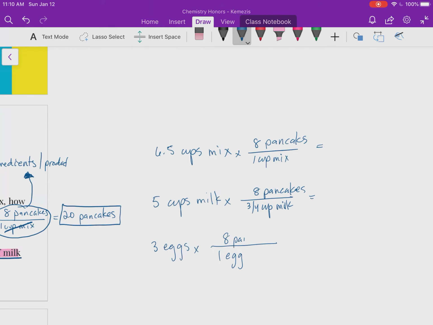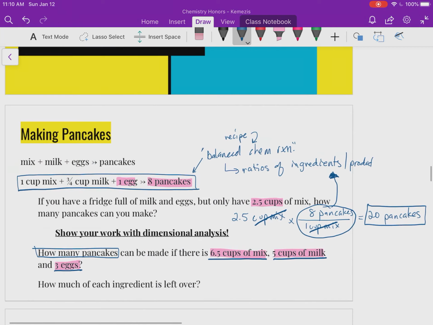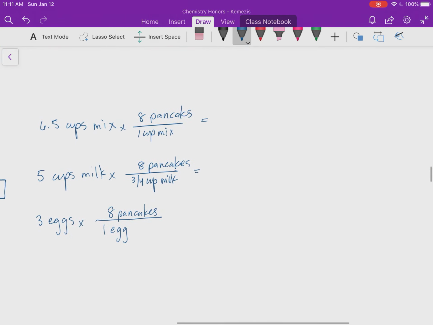for 8 pancakes. And why is it always 8 pancakes? Because I'm looking at this recipe that we have, and the recipe is written for our simplest ratios. 1, 3/4, 1 for 8 pancakes. So that's why in this case it's always going to be 8 pancakes.